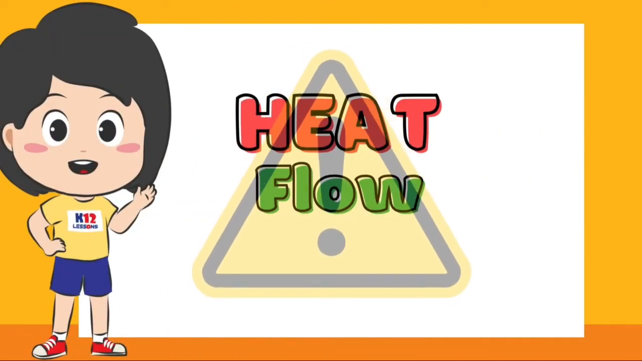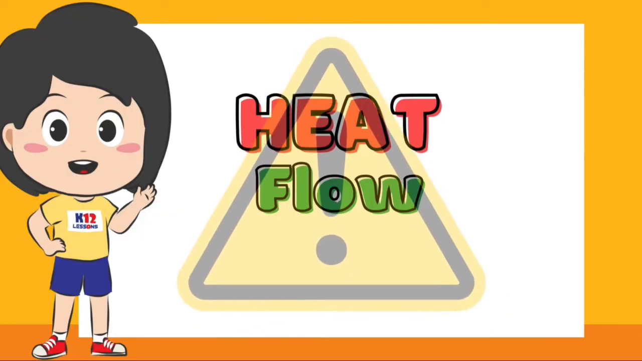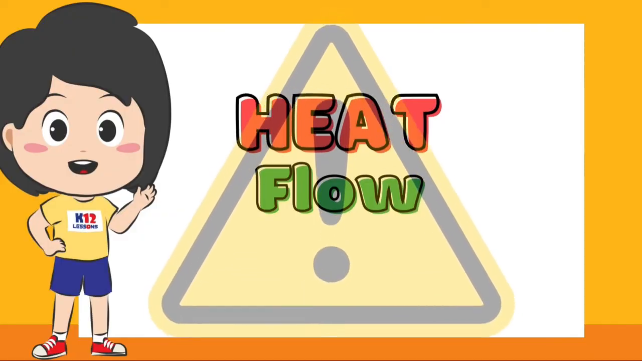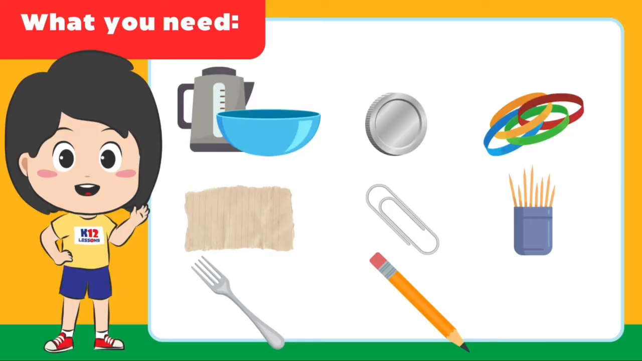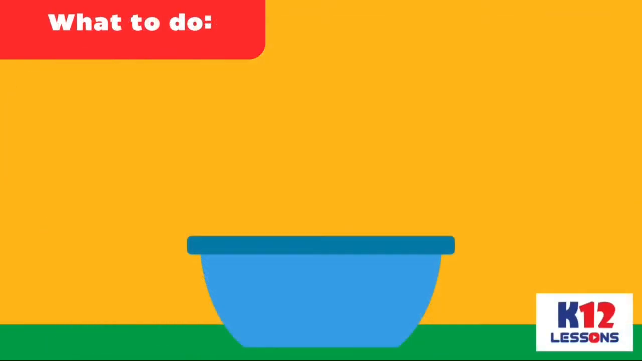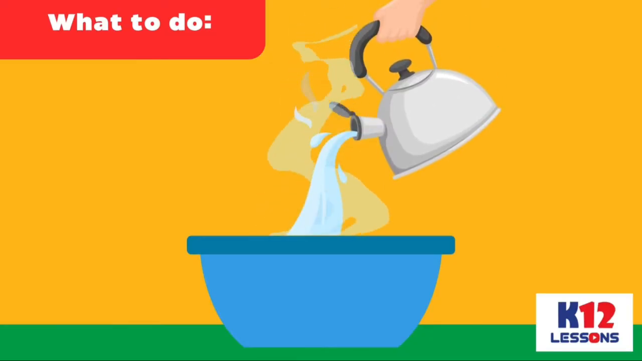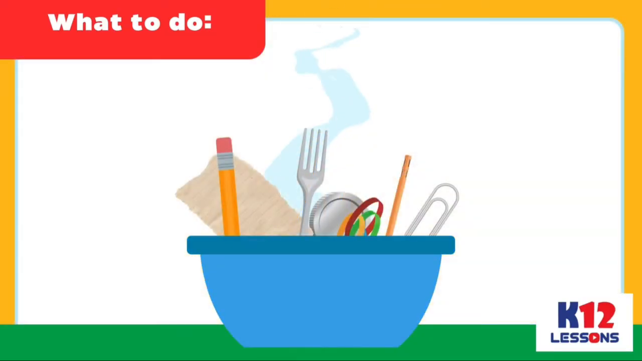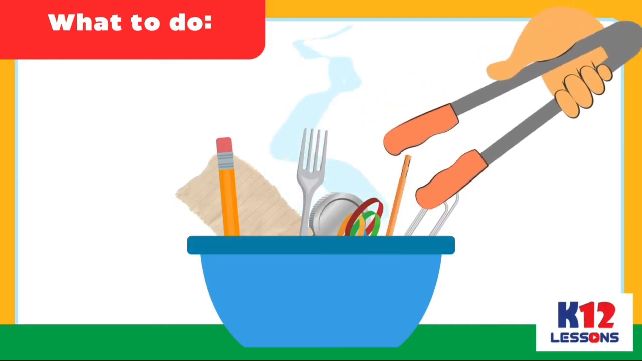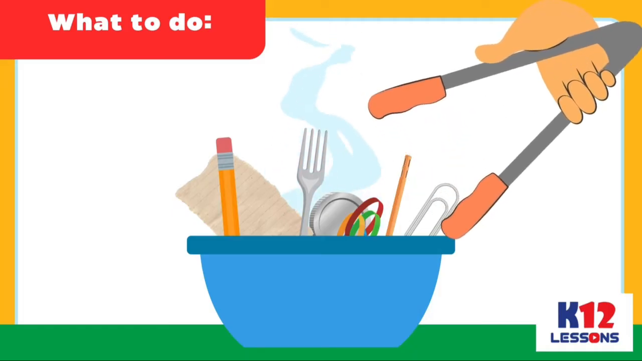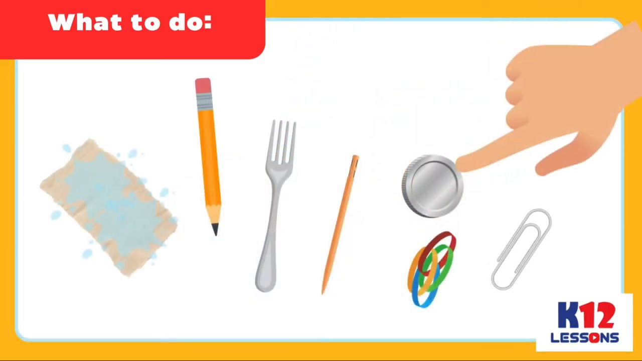Reminder: take precautionary measures and ask assistance from an adult in doing the activity. What you need: hot water and bowl, coin, rubber band, paper, metal paper clip, toothpick, metal fork, and pencil. What to do: put hot water in a bowl. Place all the objects in the bowl. After 3 minutes, get the objects using a tong. Touch each object and record your observations.